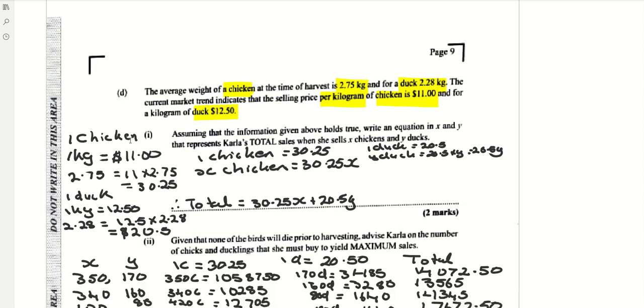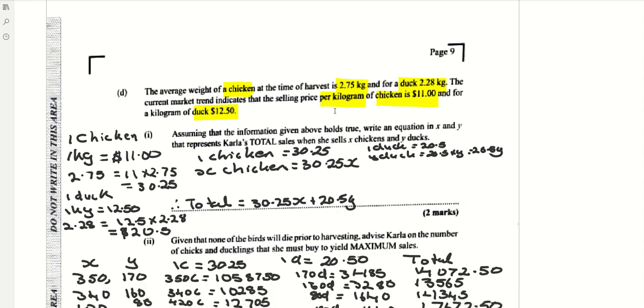So if we know for a chicken, 1 kilogram is $11, then 2.75 kilograms would be 11 times 2.75, which is 30.25. So one chicken is worth 30.25. You do the same thing for duck. One kilogram of duck is $12.50, so 2.28 kilograms of duck would be $20.50.